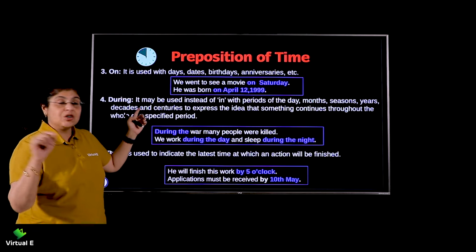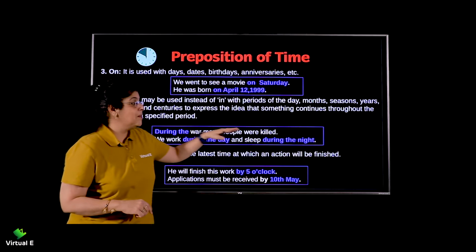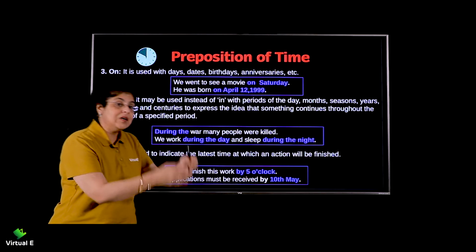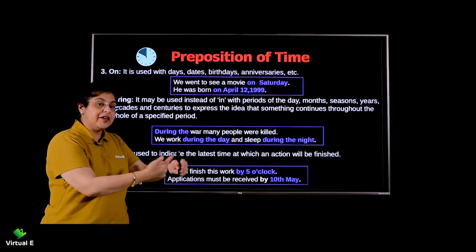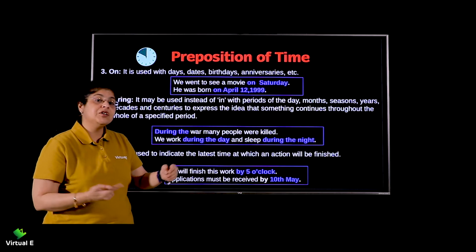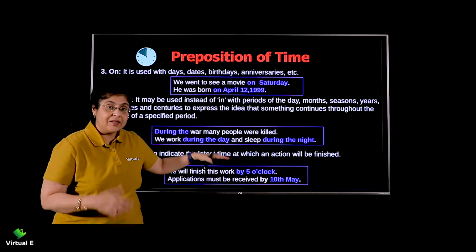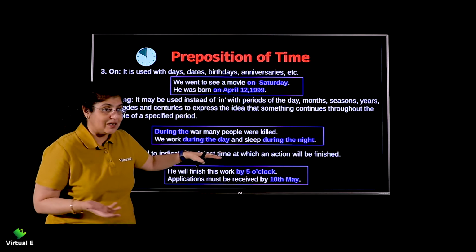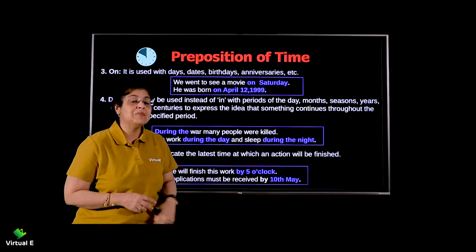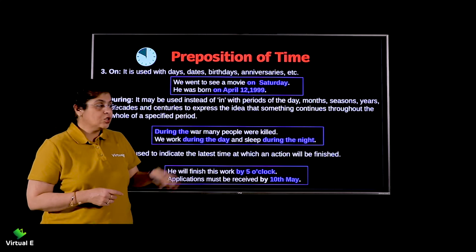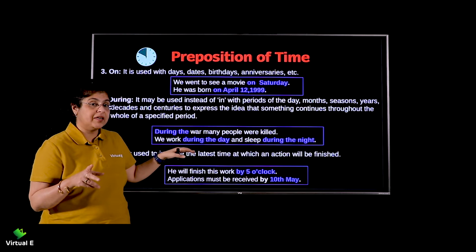So that is during. During the war, many people were killed. That means from the time the war started till the war ended, that whole duration, many people were killed. We work during the day. So as sun rises, we start our work, and we sleep during the night. Throughout the night, we sleep. So you get the difference between in and during?